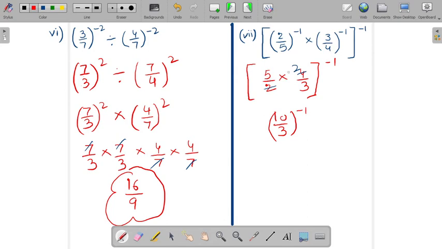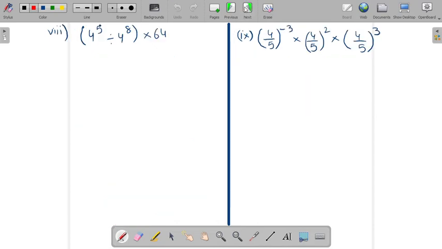Why? Because 5 multiplied by 2 is 10 and denominator is 3. Now to make it positive, you will write 3 by 10 and again no need to write power 1. So 3 by 10 will be the final answer.